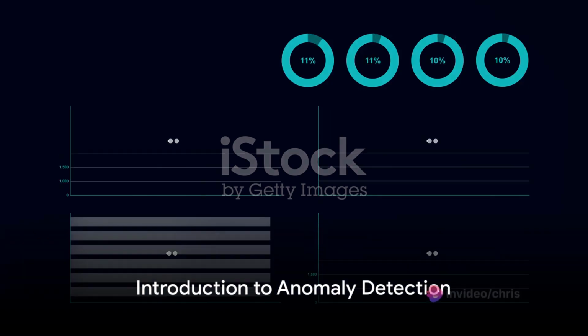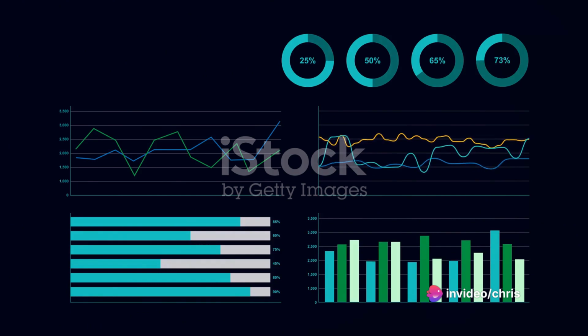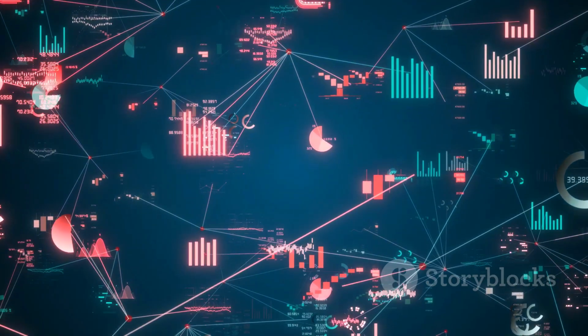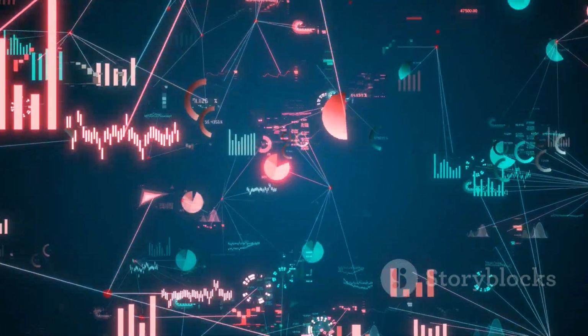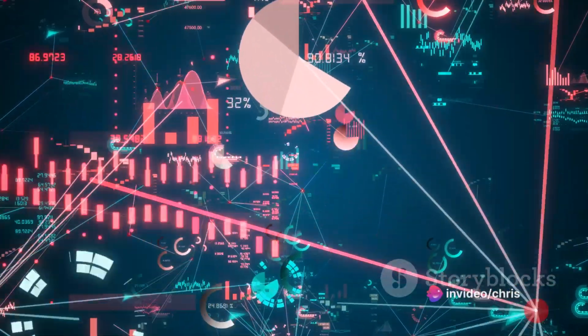Why does anomaly detection matter in data analysis? Picture this. You're navigating through a sea of data, searching for patterns, insights, and trends that can inform your decisions or drive your AI models. But suddenly, there's a blip on the radar, an unexpected data point that doesn't fit the established pattern.